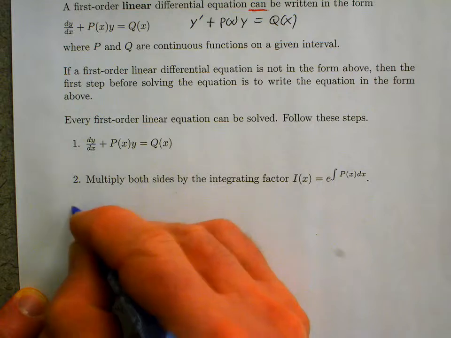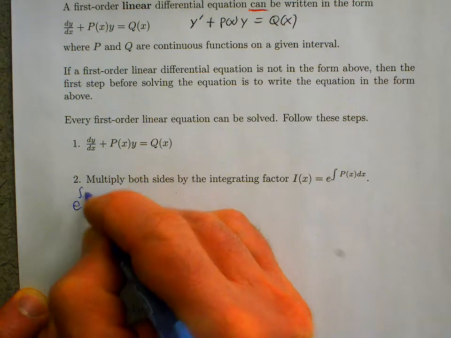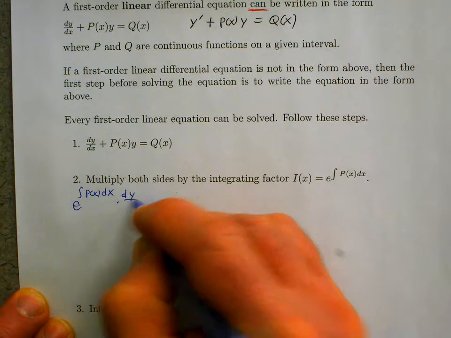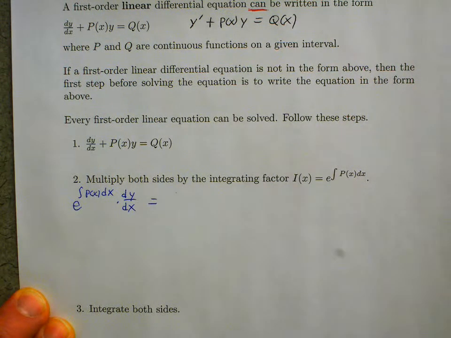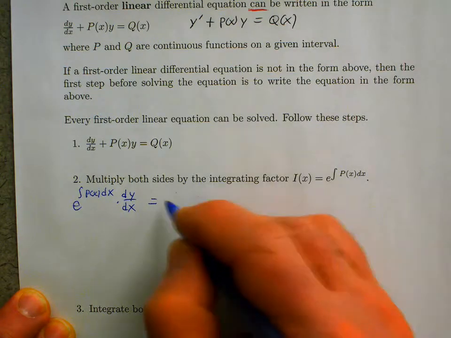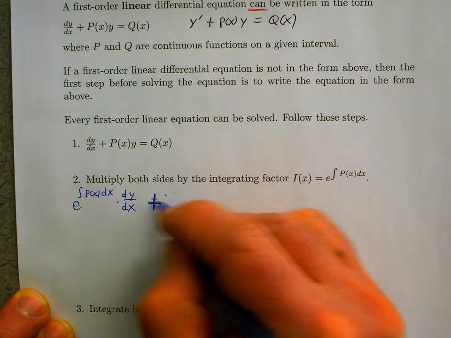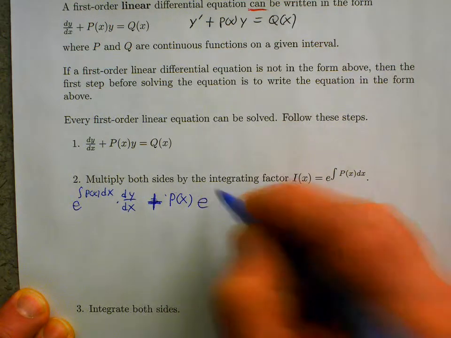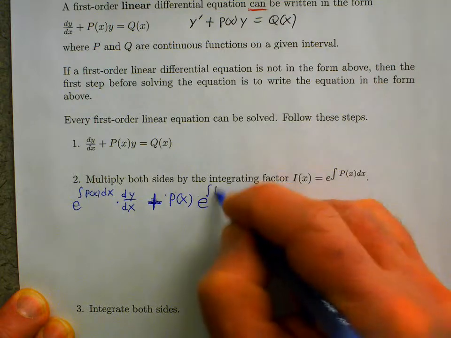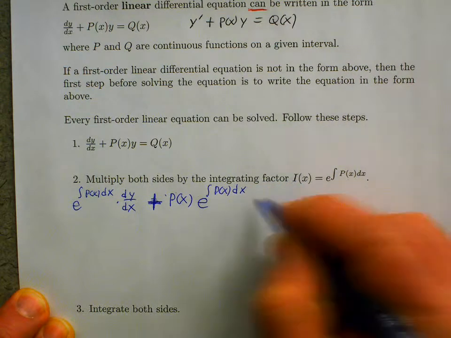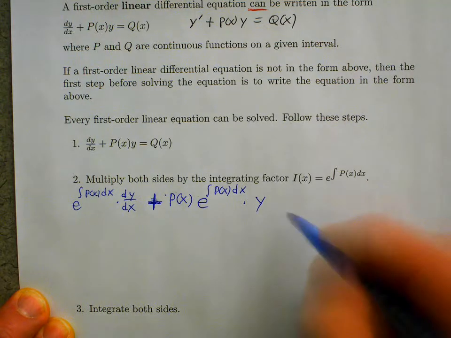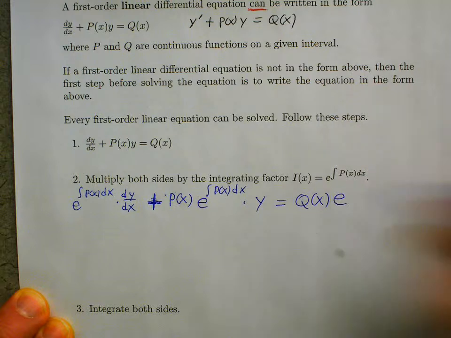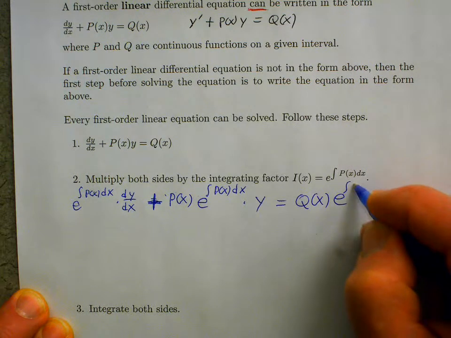So I'm going to write it as e to the integral of p of x dx times dy dx. And then when we multiply the next term by it, I'm going to, whoops, this is plus. I'm going to write the p of x first times e to the integral of p of x dx, and then times y. And then on the right-hand side, I'm going to write q of x times e to the integral of p of x dx.